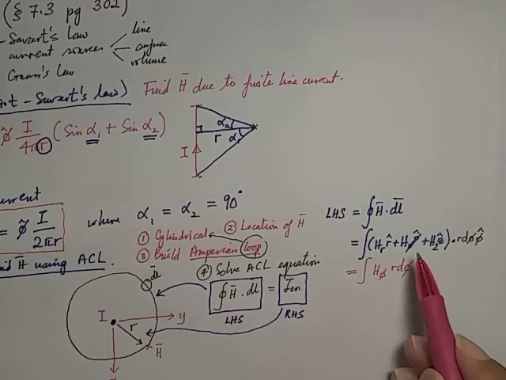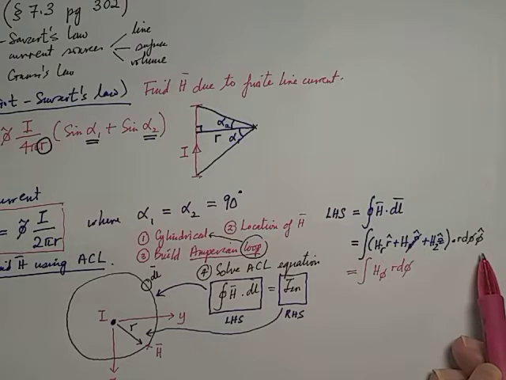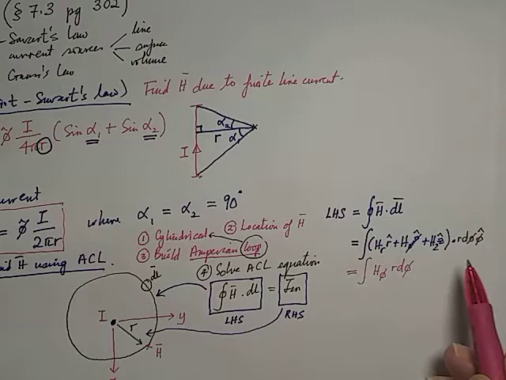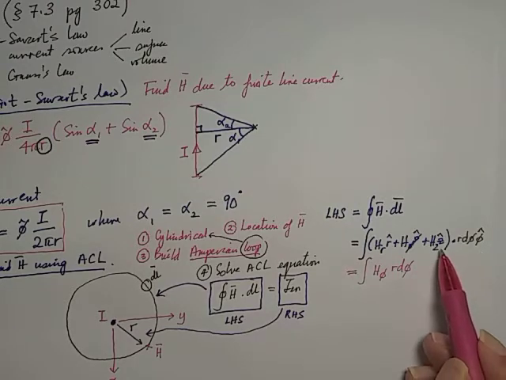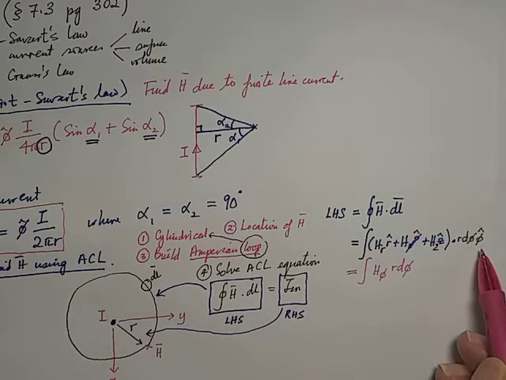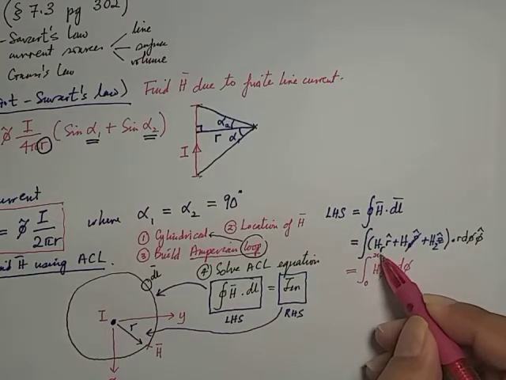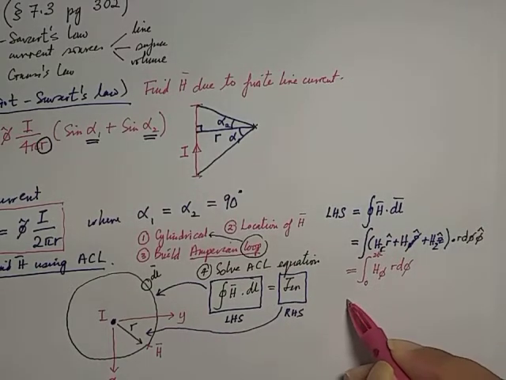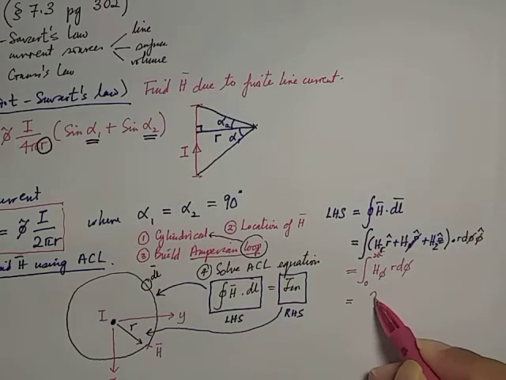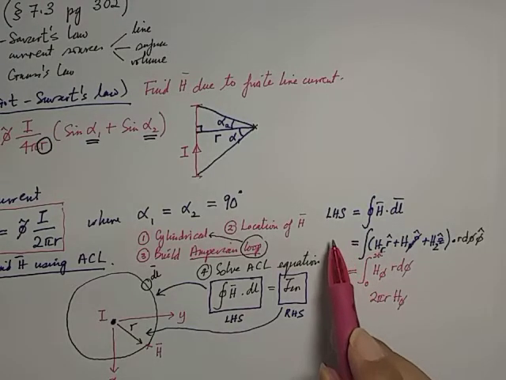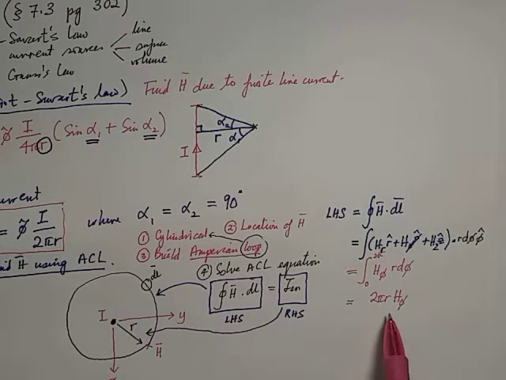Because the phi dot phi is the only component that appears in the mathematics, the r dot phi is going to be 0 and the z dot phi is also going to be 0. Therefore, what should our limit be? Since it's a complete circle, it should be 0 to 2 pi. Then our final solution here is going to be 2 pi r h phi. That should be the solution for the left hand side. Yeah, 2 pi r h phi.